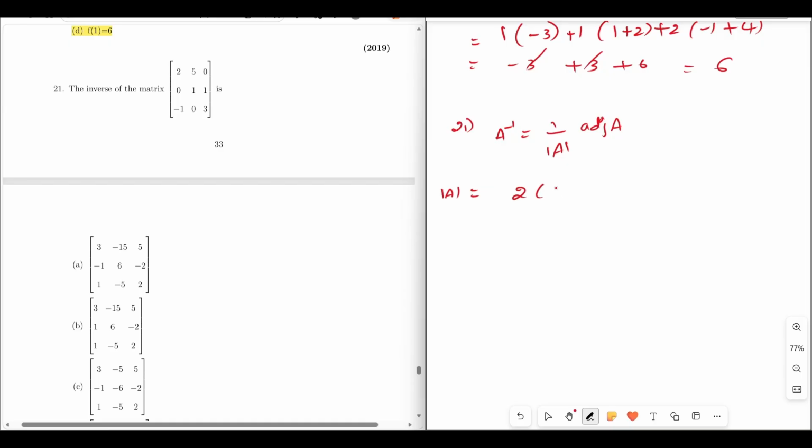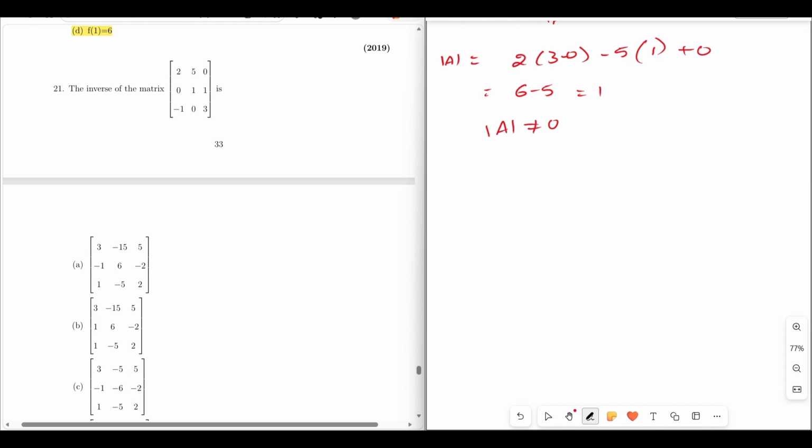2 into 3 minus 0, minus 5 into 0 plus 1, so which is 1, and for the third term, since it is 0, we don't have to calculate, it will be 0. This is equal to 6 minus 5, which is equal to 1, and determinant A is not equal to 0, so A inverse exists. So now how do you continue from here? You will find out adjoint A. Adjoint A is taken as the transpose of its cofactors.